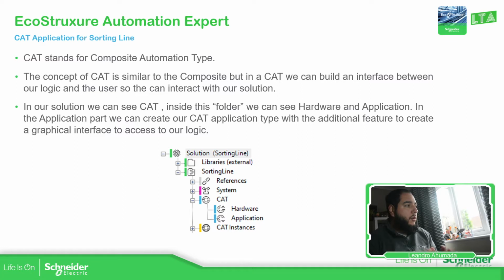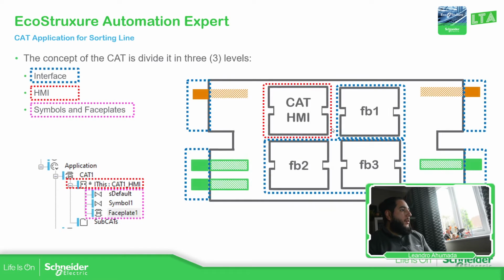The ones we're going to see now are the ones for applications, where we can use the function blocks and then add some kind of graphical interface to our solution. As you can see over here, there are the CATs, and then we have the instances of the CATs that we're going to use in our application. So this is the explanation of the CAT.